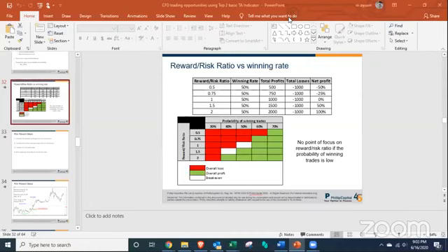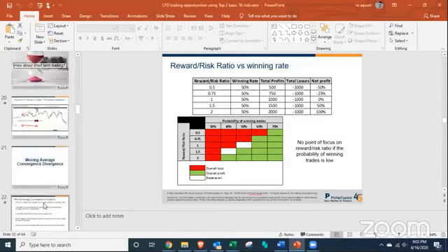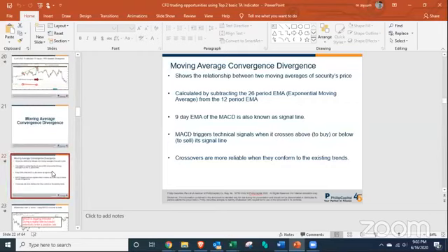I would say that MACD is more suitable for longer term, not very short term, because its criteria are derived using period time frames. So MACD I generally use for longer term trading, not short term trading.